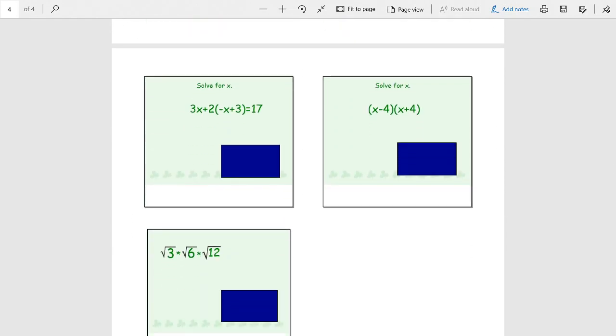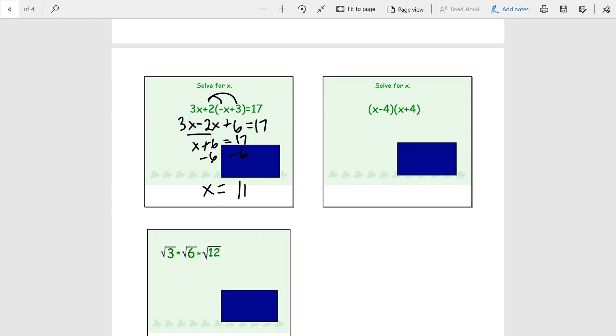Last 3 here very quickly. First thing that I would do in this first one is expand out and get 3x minus 2x plus 6 equals 17. Combine your like terms here to get 1x plus 6 equals 17. Subtract 6 on each side and get x is equal to 11.